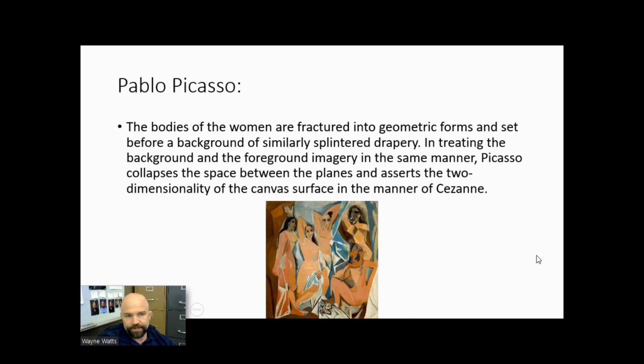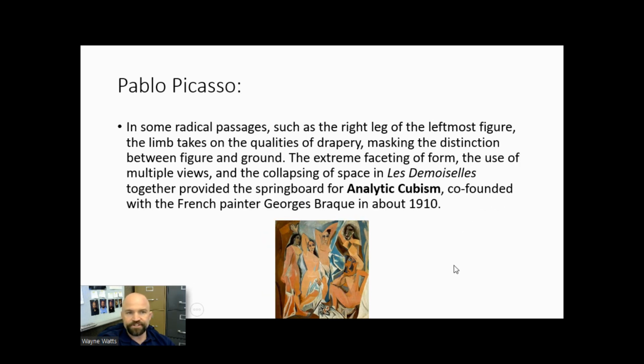The bodies of the women are fractured into geometric forms and set before a background of similarly splintered drapery. In treating the background and the foreground imagery in the same manner, Picasso collapses the space between the planes and asserts the two-dimensionality of the canvas surface in the manner of Cézanne. In some radical passages, such as the right leg of the leftmost figure, the limb takes on the qualities of drapery, masking the distinction between figure and ground.